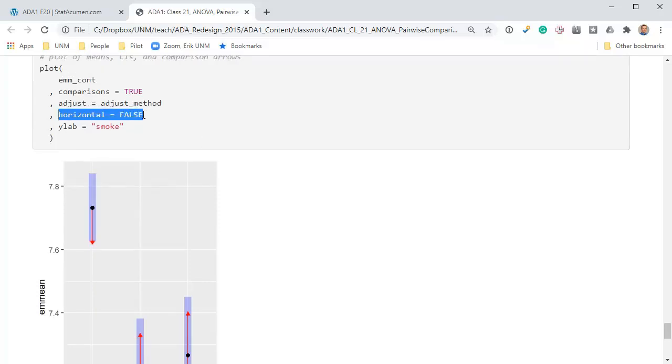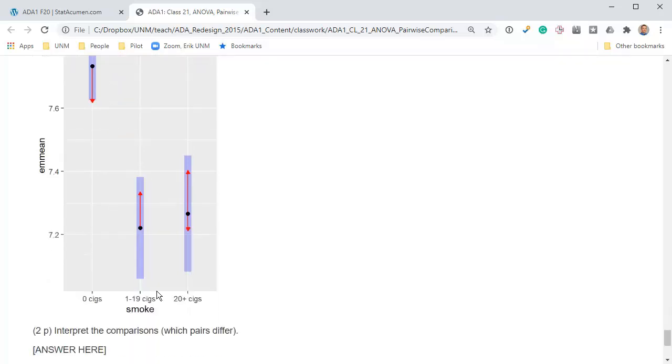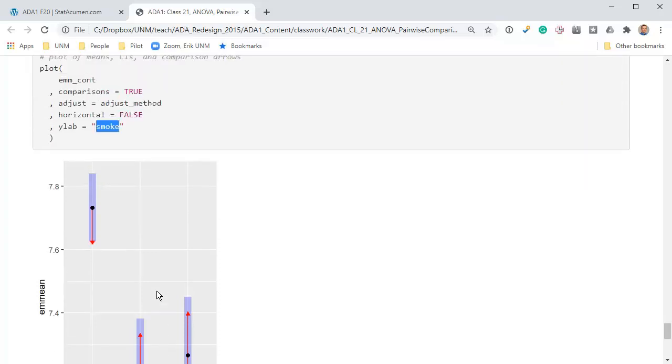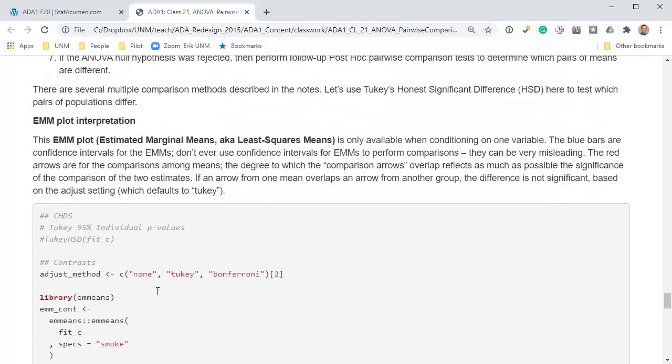You could make the plot horizontal, and I've created a label on the y-axis, which is actually the x-axis. Anyway, that's how it works. And let me describe, oh, this plot, I think, let me scroll up for a second.